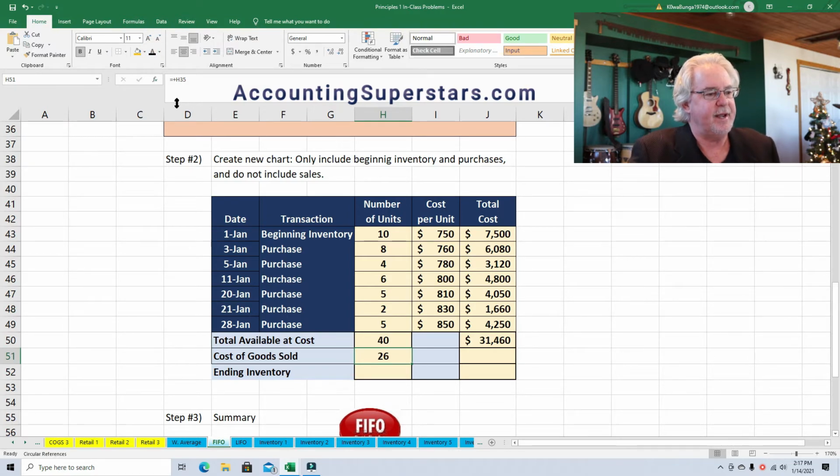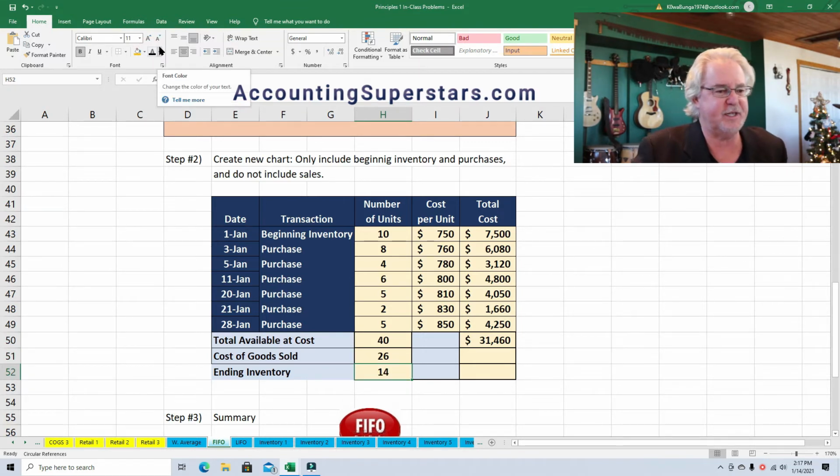All right. Now, we can figure out this ending inventory real quick. If we had 40 available for sale and we sold 26 of them, well, how many did we have left over? Well, we had 14 left over. 14 are still sitting on the shelf. But the big question is, how much are we going to put here for a dollar amount for cost of goods sold and ending inventory?